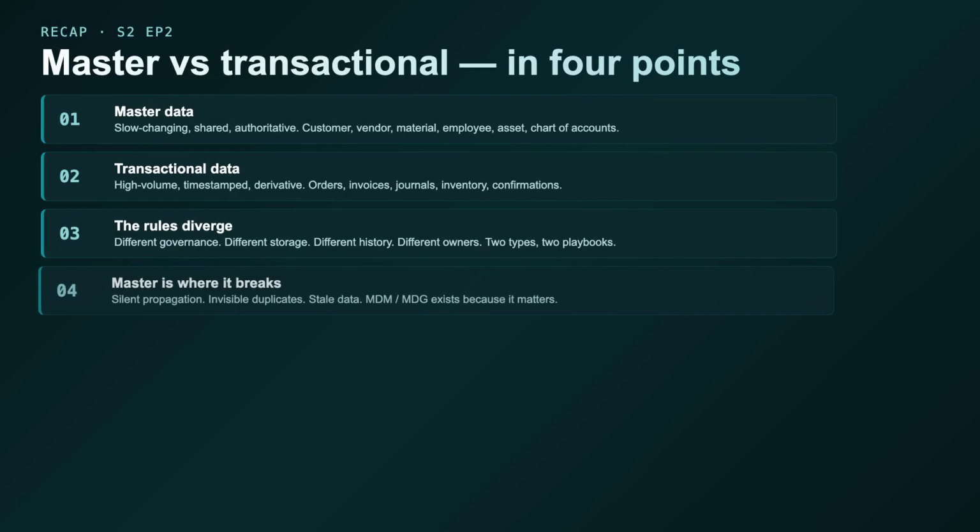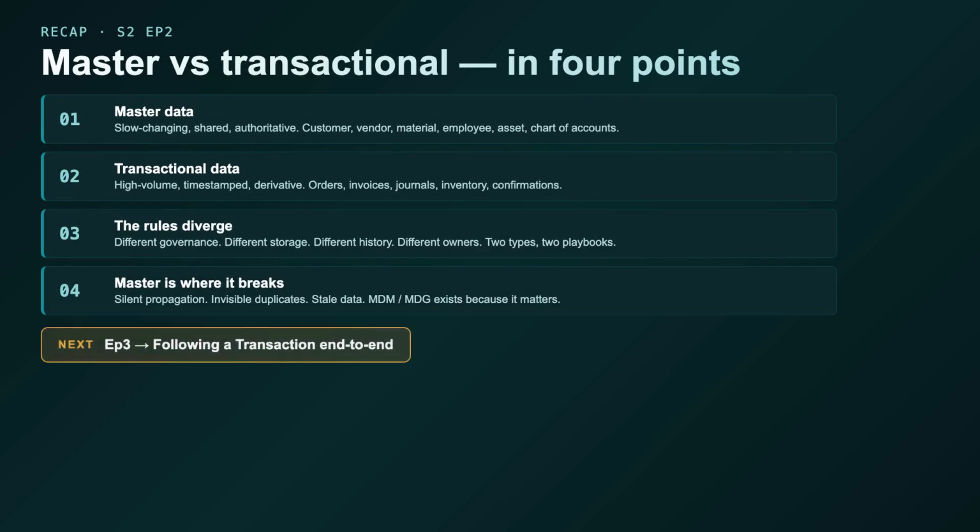Quick recap. Master data: slow changing, shared, authoritative. Customers, vendors, materials, employees, accounts. Transactional data: high volume, time-stamped, derivative, orders, invoices, journals, movements. The rules diverge: governance, storage, history, ownership. Two types, two playbooks. Master data is where most things break. MDM exists because it matters.